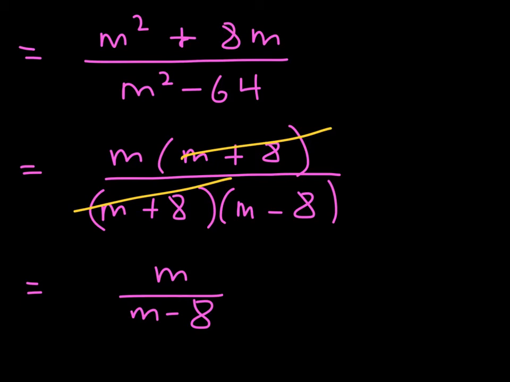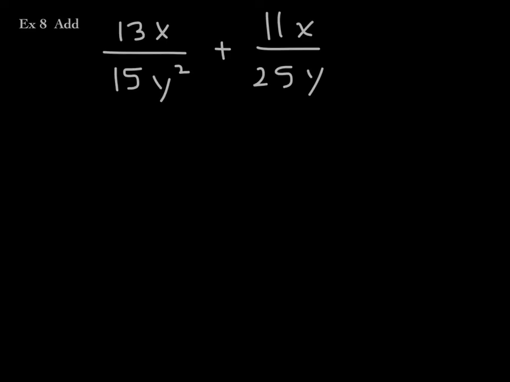Now, what you're going to see for the next couple examples is that the denominators are not the same. So you're going to have to work on finding the LCD, so that you can have the same denominator and then add or subtract. All right, you have 13x over 15y squared plus 11x over 25y. Obviously, these denominators are not the same, so you are not allowed to add these fractions. So what we'll do is find the LCD.